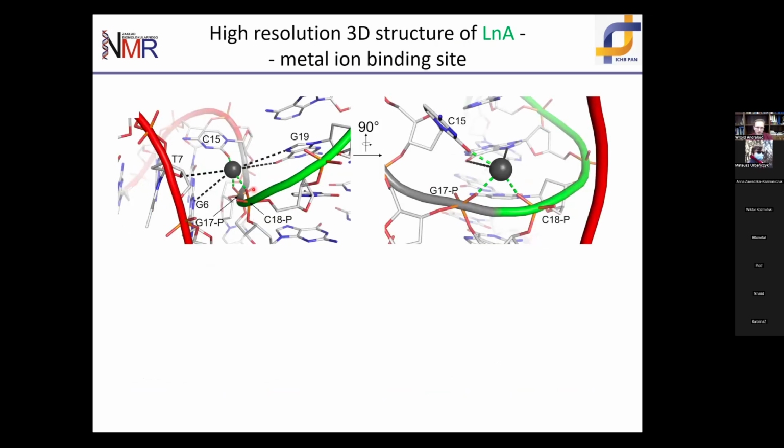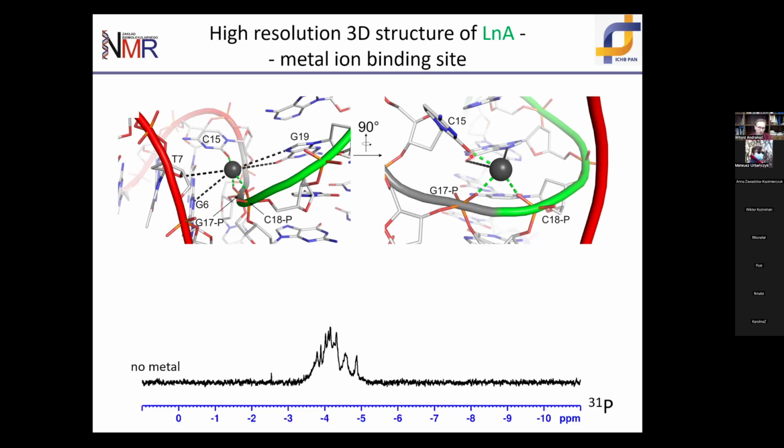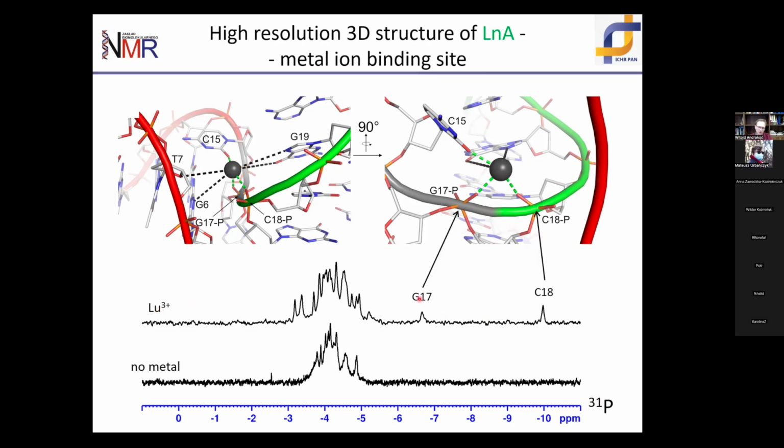So if we look a bit closer at the metal binding site, we can see that it actually interacts directly with three groups from DNA, two phosphate groups, and a cytidine carbonyl atom. And actually, you can see this interaction directly in the phosphorus spectrum, because these two phosphates, upon binding the metal ion, are shifted very, very much by a few ppm from their original location. So actually, you have direct confirmation that these two phosphate groups interact directly with the metal ion.